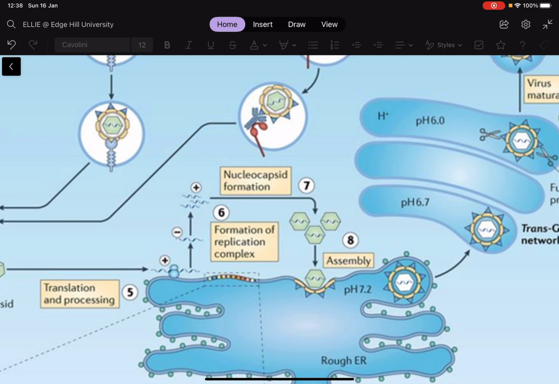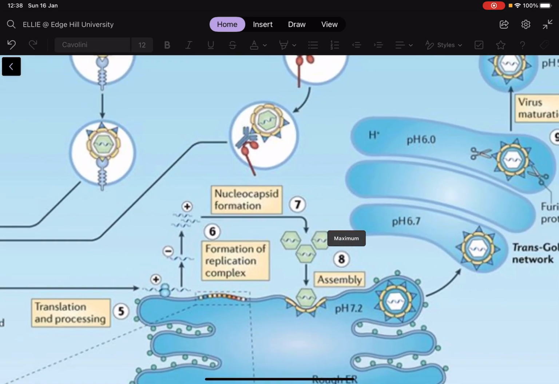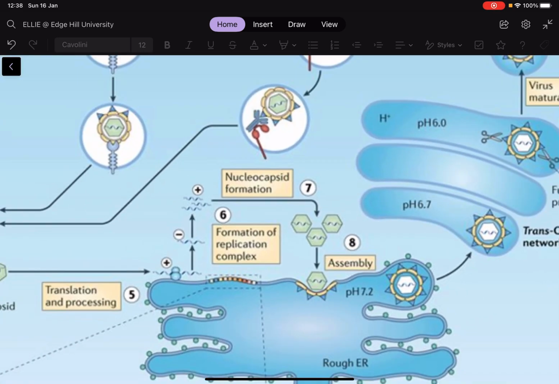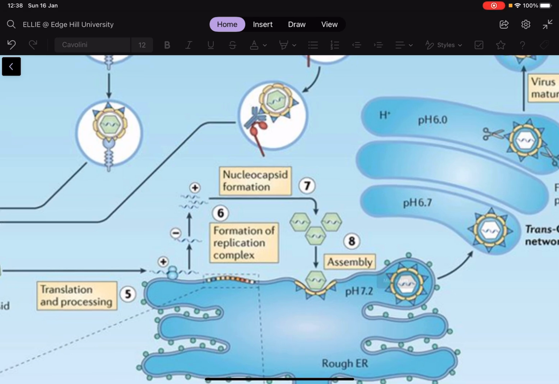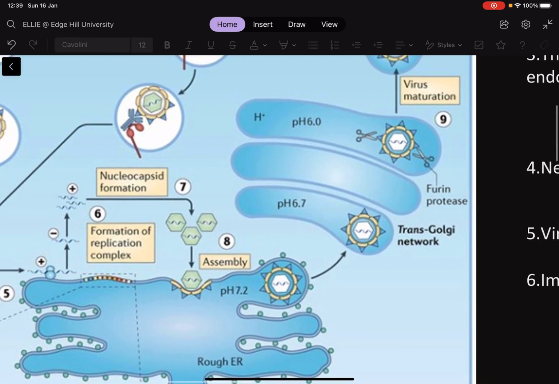The nucleocapsid is released here, in step 4. We've got one copy of our RNA here. The RNA is replicated on the surface of the endoplasmic reticulum. It then needs to be put back into a capsid to form a nucleocapsid, which is what's happening here. Those nucleocapsids then enter back into the endoplasmic reticulum and are assembled into the virion particle, as you can see here.